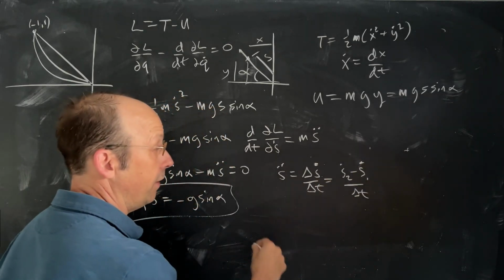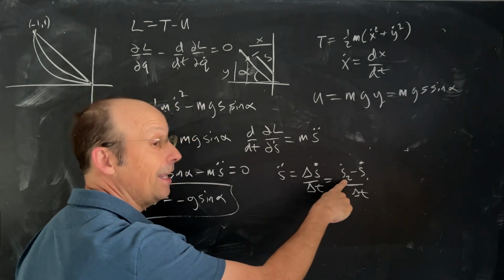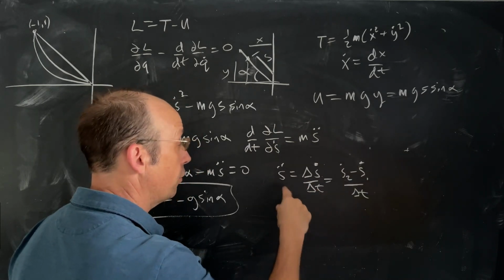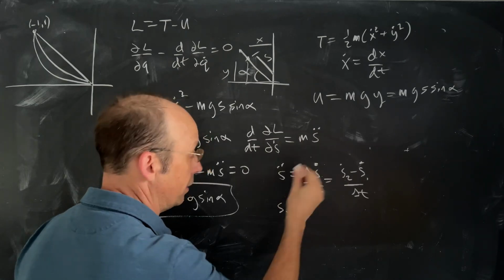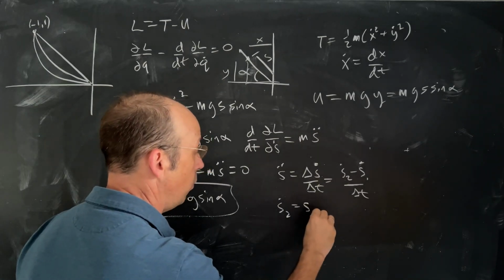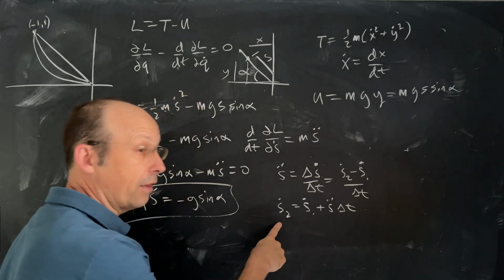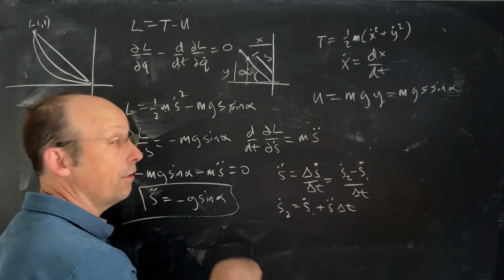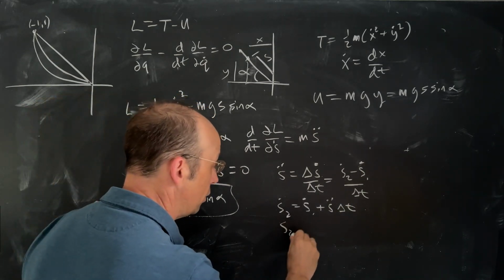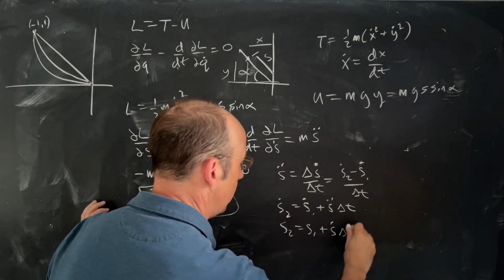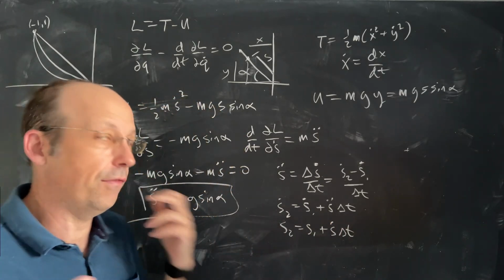Now I can solve. s2 dot is the velocity at the end of the time interval, s1 dot is the velocity at the beginning of the time interval. So if I solve this, I get s2 dot equals s1 dot plus s double dot delta t. So I can find the velocity at the end of that time interval. I can do the same thing with position, and I get s2 equals s1 plus s dot delta t. So I can model the motion of that even though I don't have to.